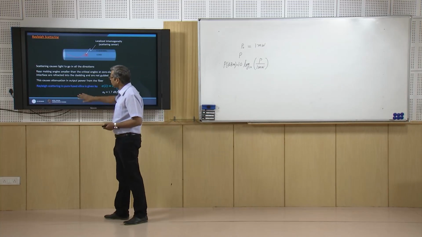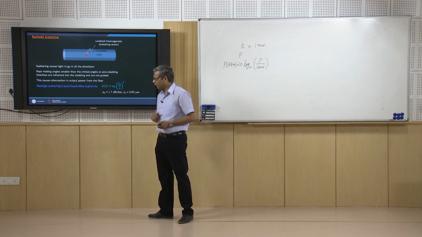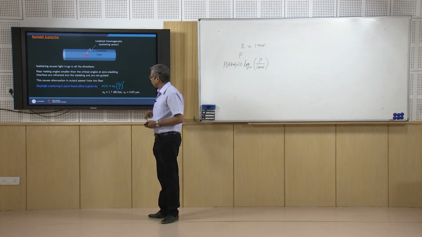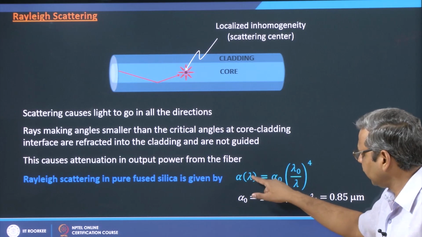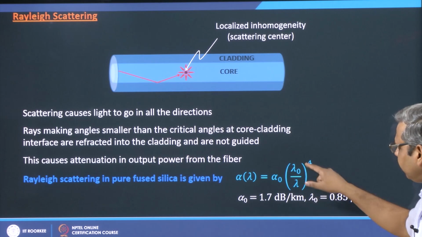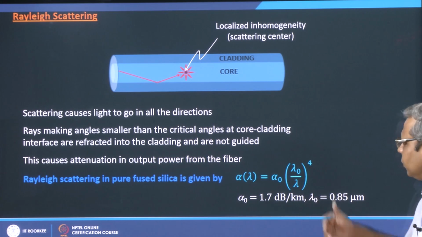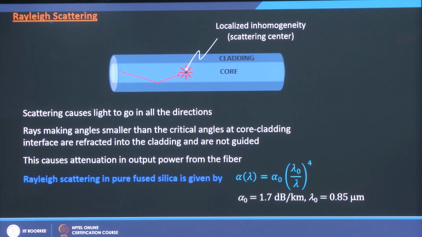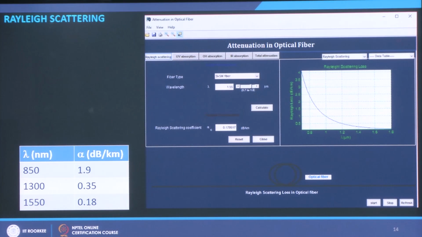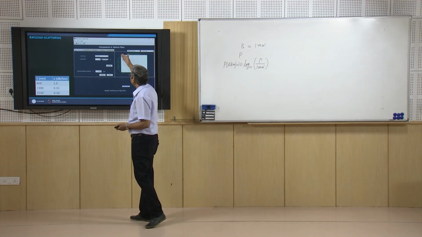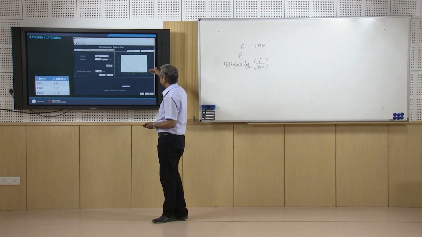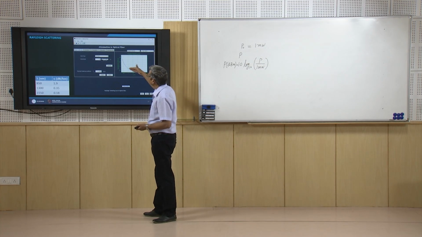And this Rayleigh scattering loss in pure fused silica is given by this relationship which has been obtained by empirical fitting. Alpha at lambda is given by alpha 0 times lambda 0 over lambda to the power 4, where alpha 0 is 1.7 dB per kilometer and lambda 0 is 0.85 micrometer. So, if I know this formula, I can find out loss at any wavelength. So, this shows how Rayleigh scattering loss varies with wavelength, and I can see that as I decrease wavelength, the loss increases.